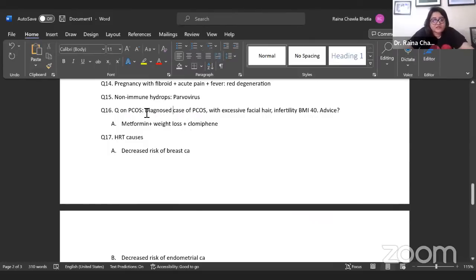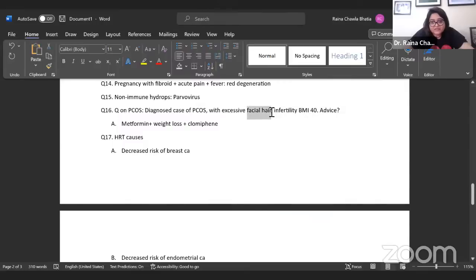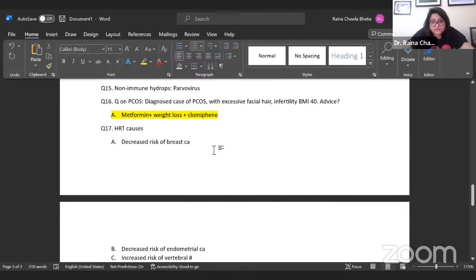Then there's a question on PCOS. Again, PCOS is a favorite of the examiners. It was an obese lady who was infertile and who has hirsutism, and the best treatment option was asked for her. I don't have the options. One option I have is metformin plus weight loss plus clomiphene. Clomiphene was given, letrozole was not given. Clomiphene and letrozole both are first line drugs. Letrozole is a drug of choice, but clomiphene was given, so I think this would have been the best option. If there was a better option than this, let me know. Finasteride was given, but with finasteride, ovulation induction was not given. So that's why I didn't put that option here.